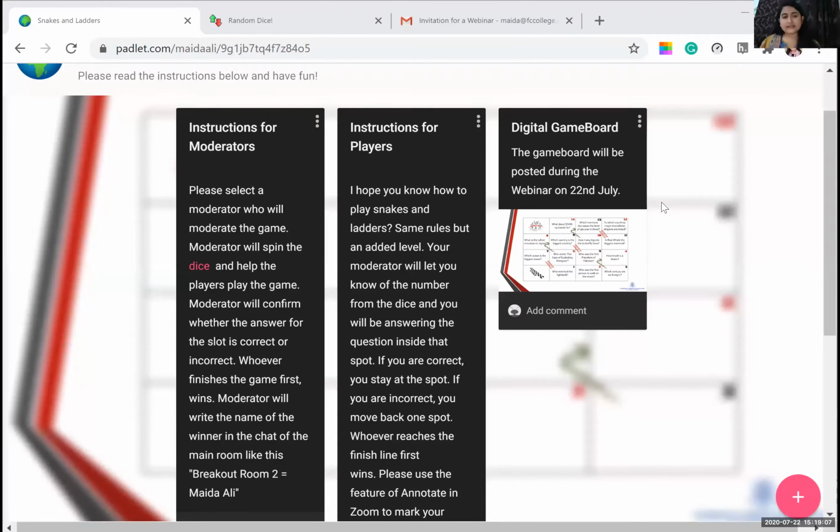This link will be shared with you. This is the Padlet link. When you go into the breakout rooms, there will be one moderator and there will be two players. If you have one player, then please work the things out. There might be an uneven number in our rooms, and you have to play snakes and ladders. All the instructions are written over here.